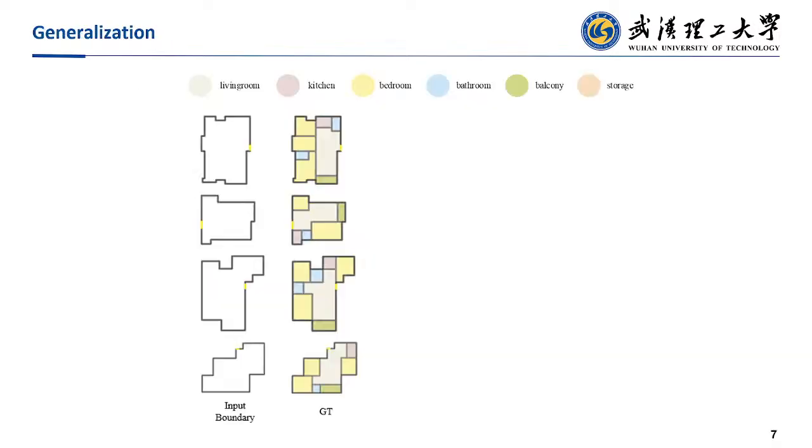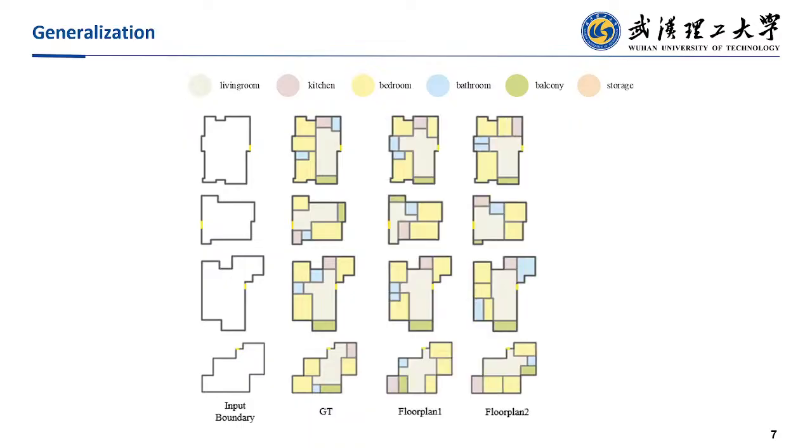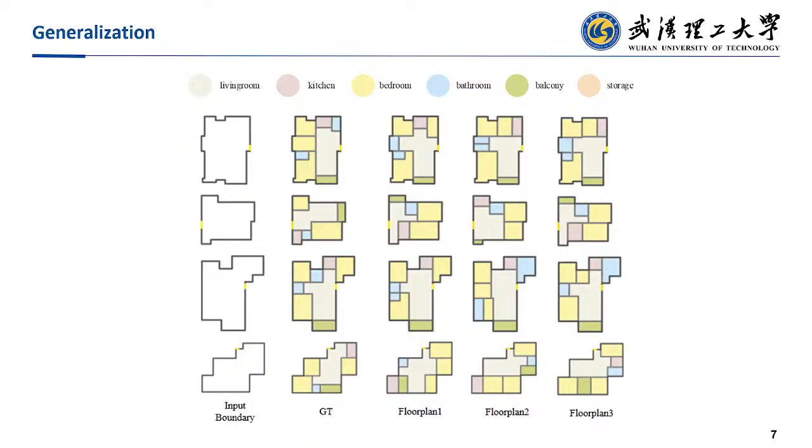Here are more results. For every row, the input is the exterior polygon, and this is the ground truth used for training. Here we can predict different types, so you can see it can predict several options that users can choose from.